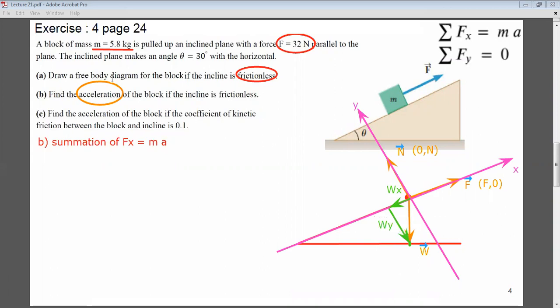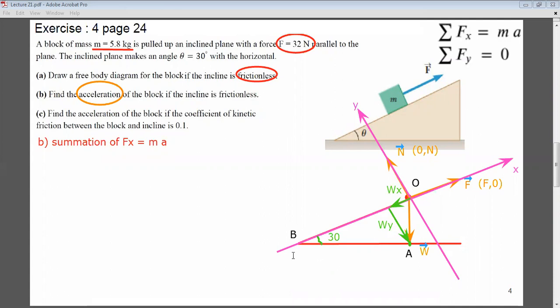They are giving me this piece of information that this angle is equal to 30, right? This angle here is equal to 30 degrees. Now we look at triangle OAB, because I have to calculate Wx and Wy.